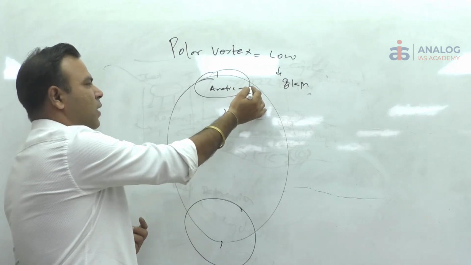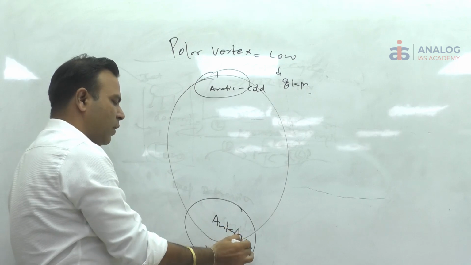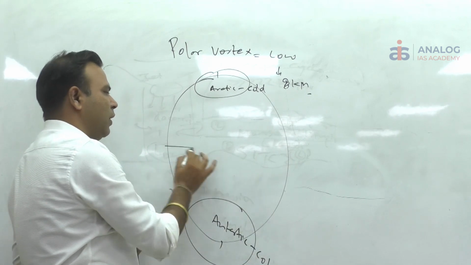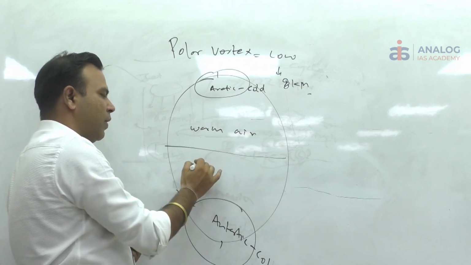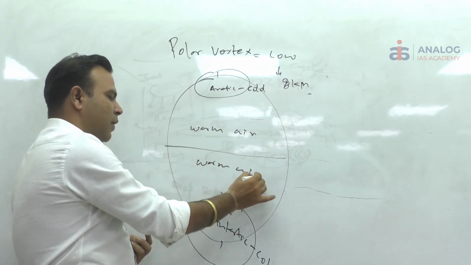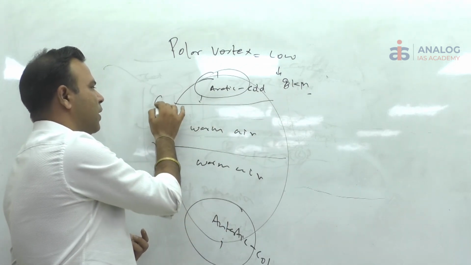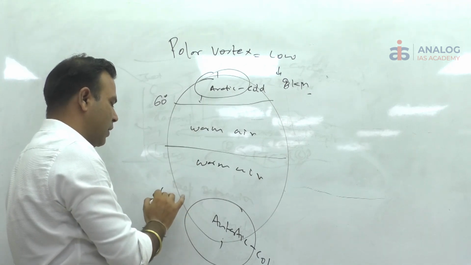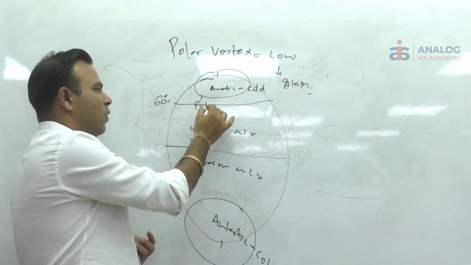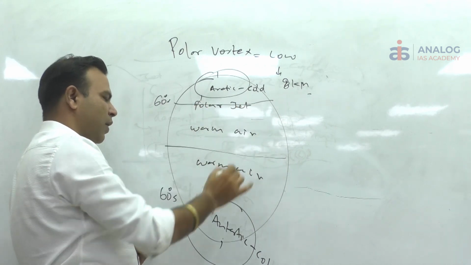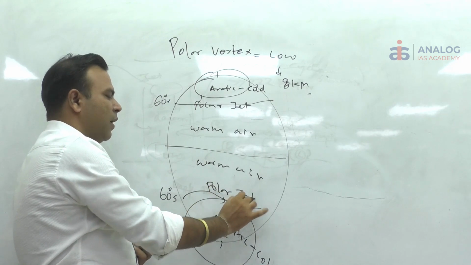Because the Arctic region has colder air and the Antarctic region also has colder air, and this meets with the warmer air of the tropical world. So this is the warmer air and this is the colder air. Both are moving towards each other, and the chance of meeting is around 60° north and 60° south, and this location becomes the polar jet stream. This is also a location of what is called the polar jet stream.